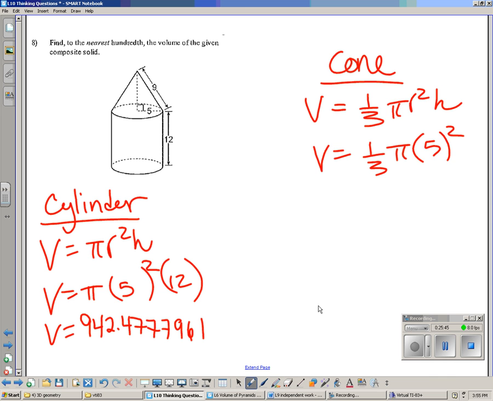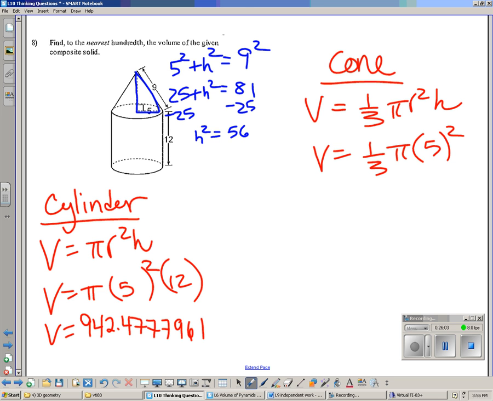We do not have the height of the cone. We have to figure that out, and to figure that out, we're going to use the Pythagorean theorem. So 5 squared plus the height of the cone squared is the slant height squared. So 5 squared is 25 plus h squared is 81. Subtract 25. H squared is 56. So h is the square root of 56.